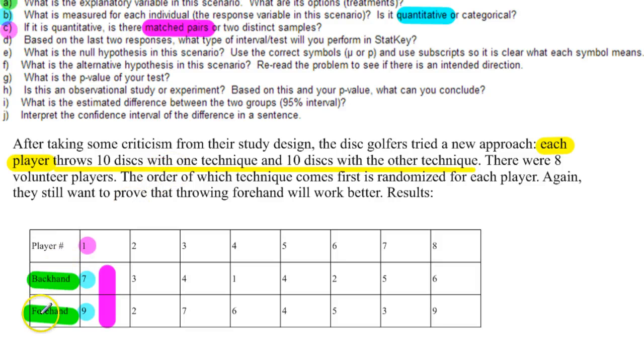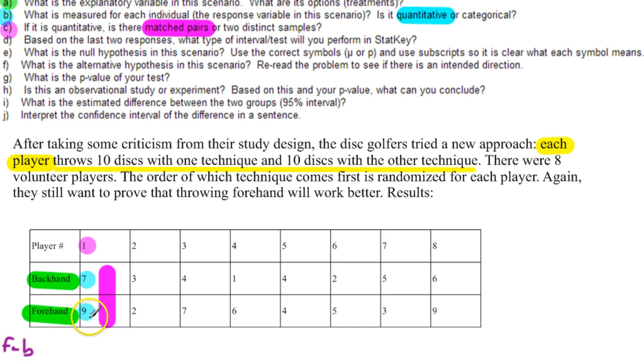Now, if you want to go forehand minus backhand, or if you want to go backhand minus forehand, that is completely up to you. It says here that we're trying to prove that forehand is better, which leads me to believe that if we do forehand minus backhand, we'll end up with more positive numbers. So I personally am going to choose to do forehand minus backhand for each of these. The important part is that you're consistent. You pick one way of doing it, it doesn't actually matter which one, and then you're consistent with it.